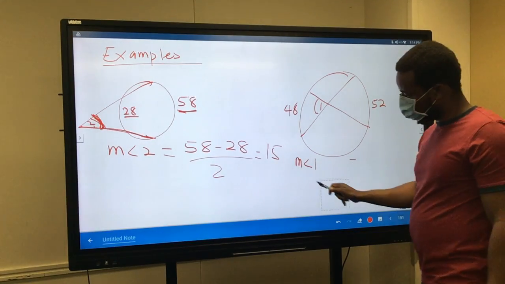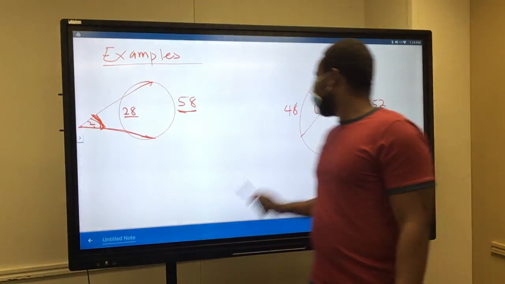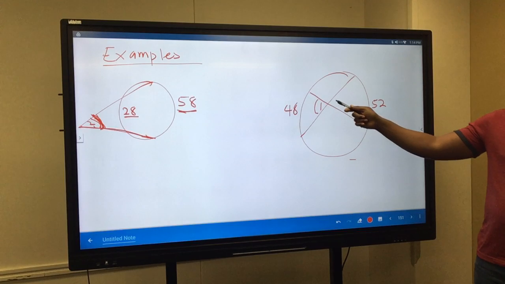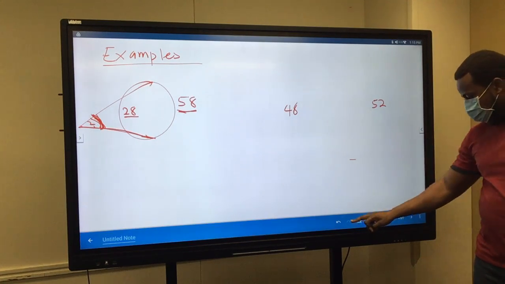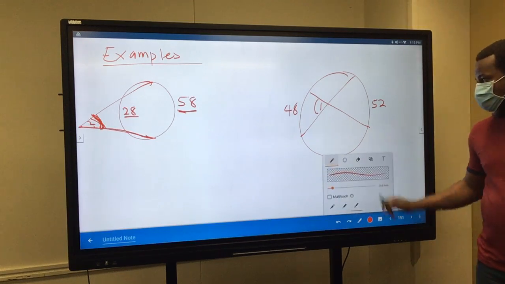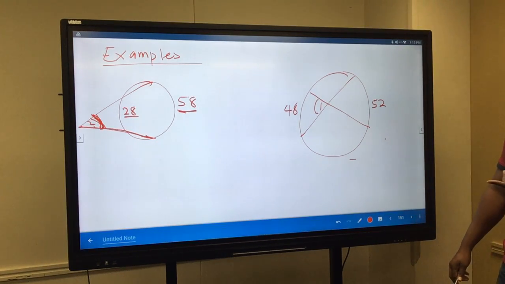Alright, what about this one? Look at where the angle is. So the angle is inside, right? Yeah, inside. So let's solve for this one too. You have 52 and 48. You add them: 100. 100 divided by 2, that's 50. That's the one we did before.